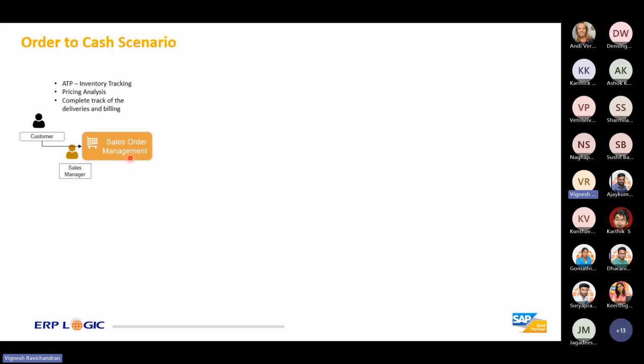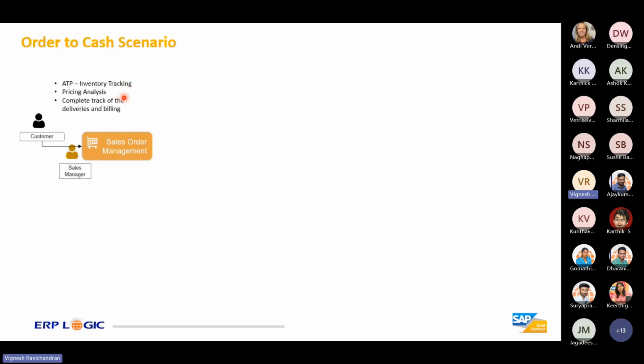As soon as the basic information is provided, the system will automatically check for stock availability and provide the confirmation date instantly. So the manager will have clear visibility of the inventory. Based on that, he can give the confirmation on the correct date of delivery.